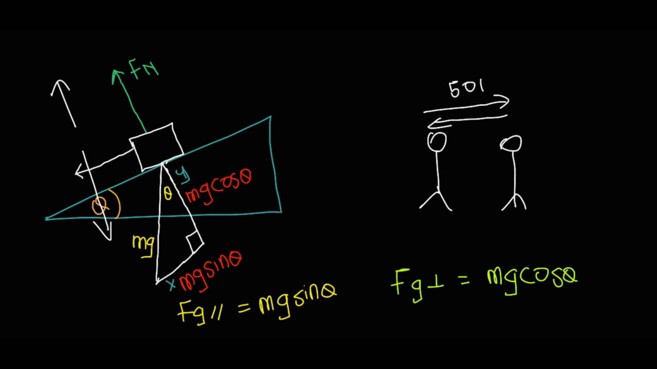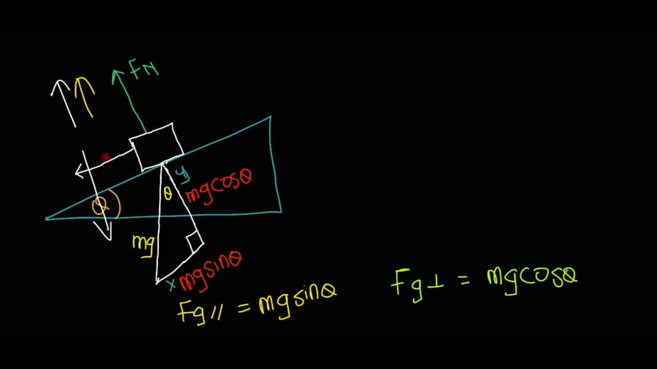So we have a similar situation. For the reason that this object is pushed in this direction and in this direction, these forces must be balanced. So they are equal. Therefore, in conclusion, Fn equals Fg perpendicular, and then Fg perpendicular equals mg cos theta.